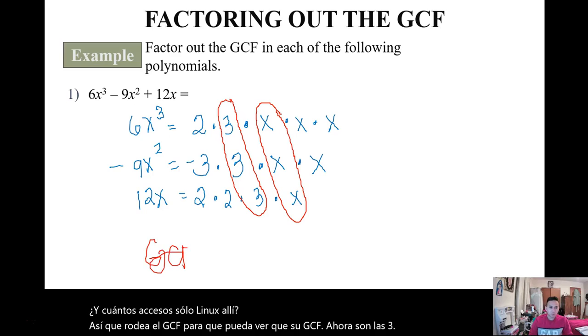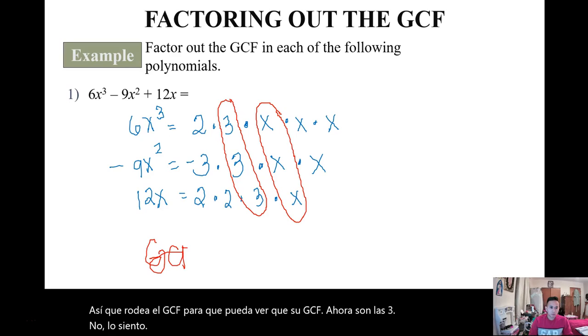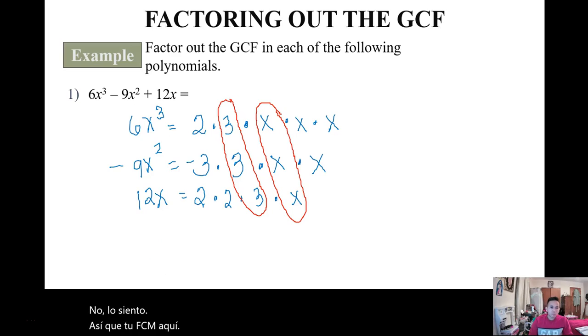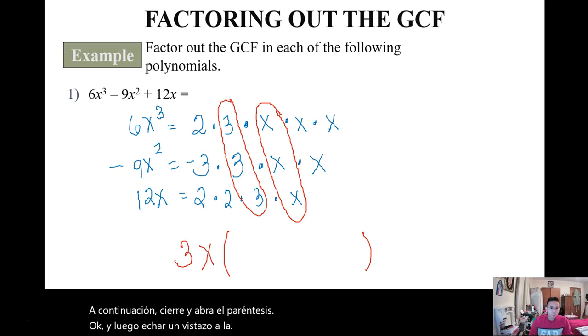GCF. Oh, sorry. So your GCF here would be 3x. And then close and open parenthesis. Okay, and then take a look at the remaining, that is 2 times x and x. So 2x squared. So that if I multiply 3 times 2 will give you 6. Okay, and then x times x squared is x cubed.